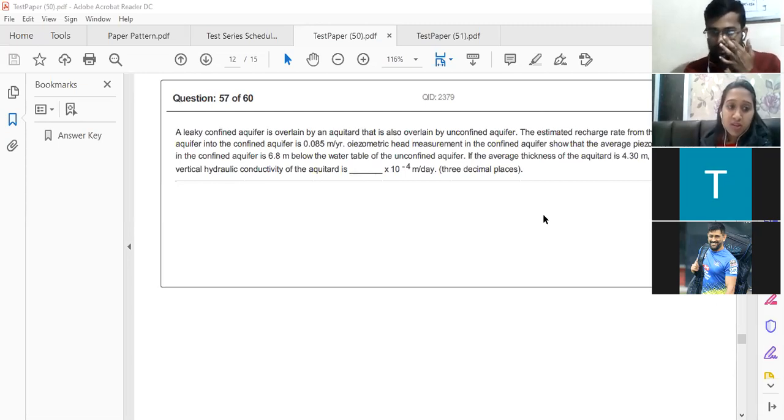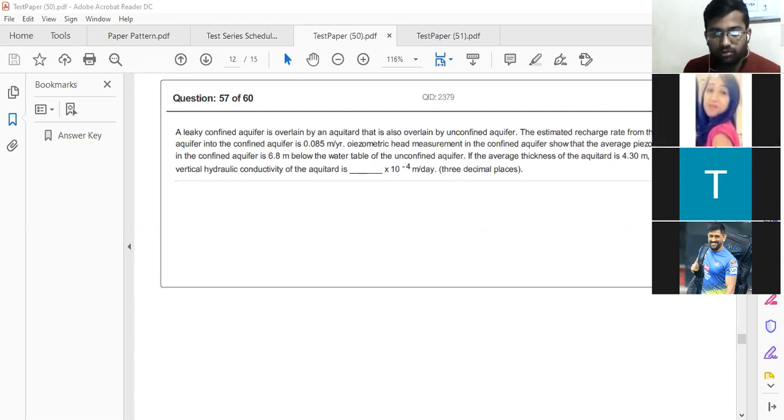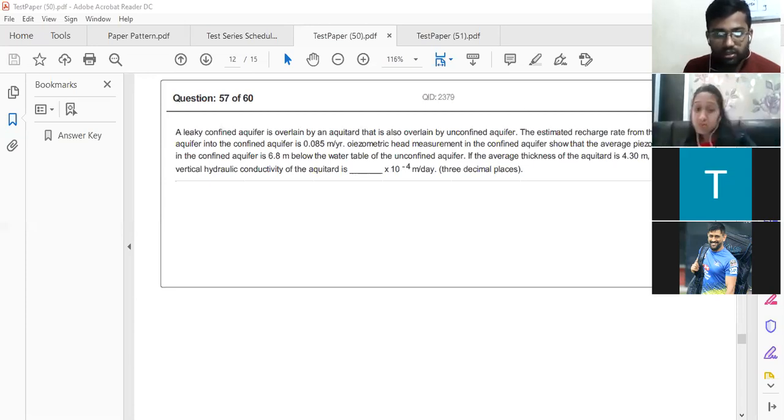Next, a leaky confined aquifer is overlain by an aquitard that is also overlain by an unconfined aquifer. The estimated recharge rate from the unconfined aquifer into the confined aquifer is given. Oh, sorry, piezometric is needed there. Piezometric head measurements in the confined aquifer show that the average piezometric head in the confined aquifer is 6.8 meter below the water table of the unconfined aquifer. If the average thickness of the aquitard is 4.30 meter, then the vertical hydraulic conductivity of the aquitard is blank multiplied by 10 to the power minus 4 meter per day.